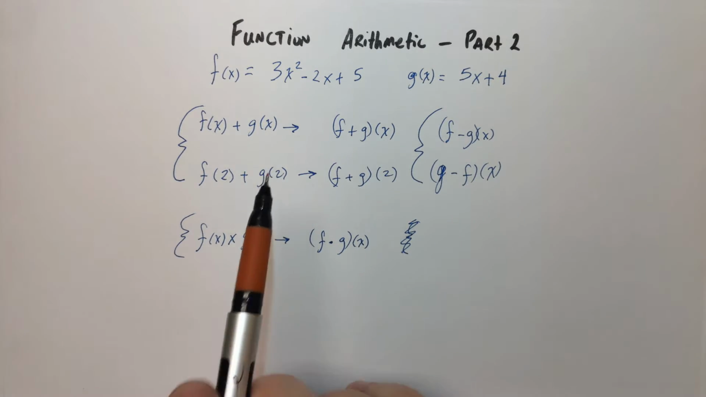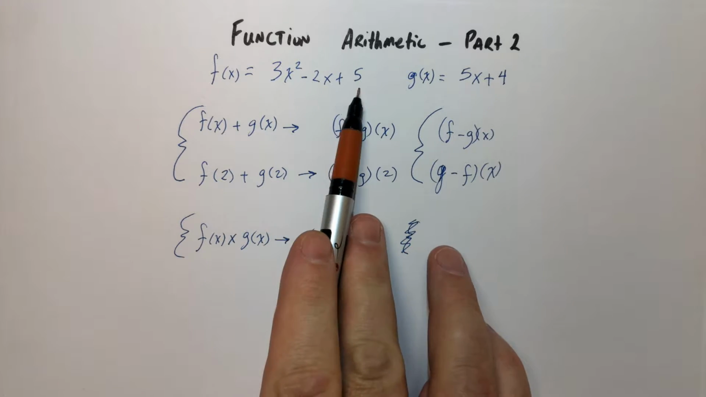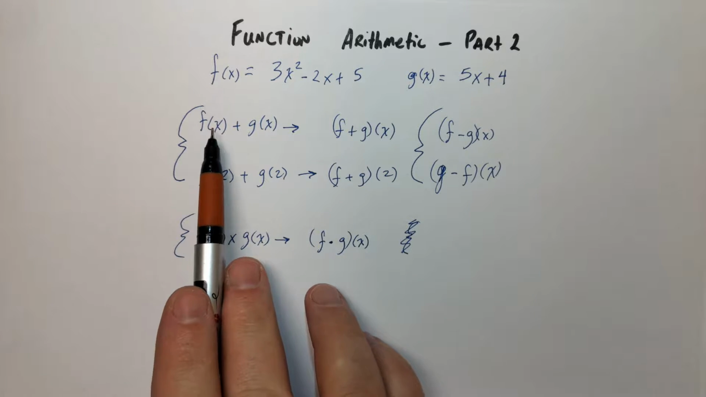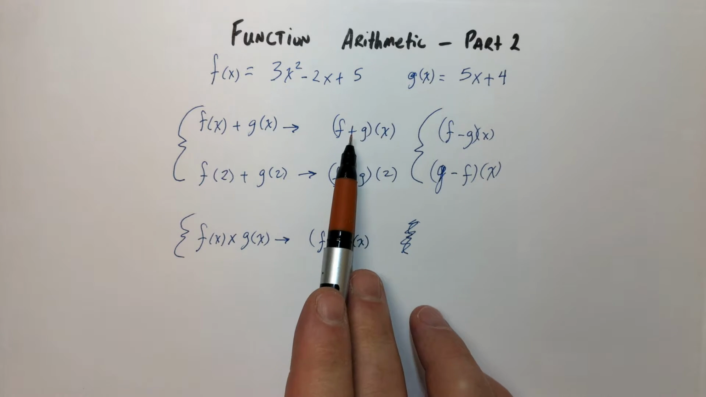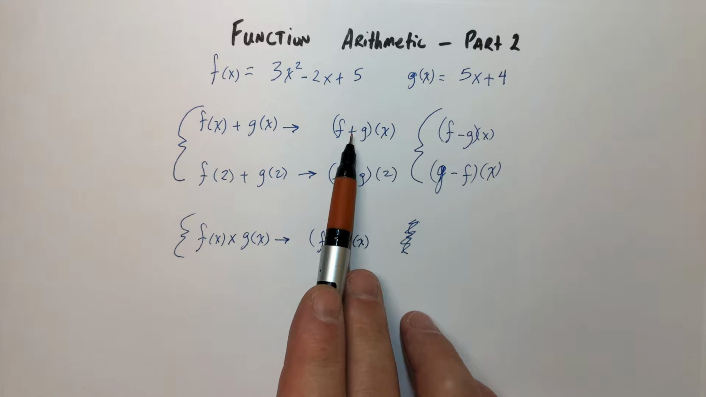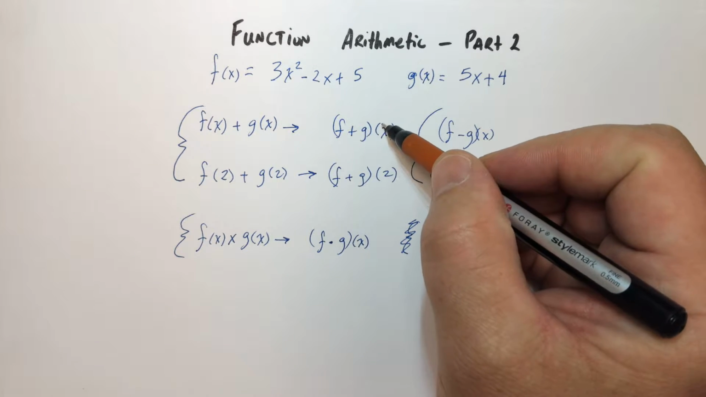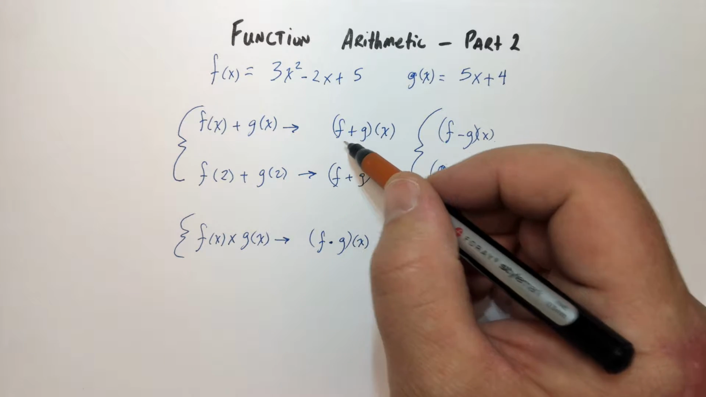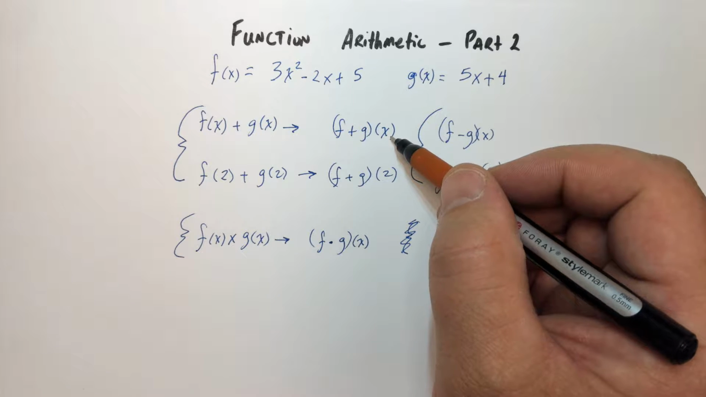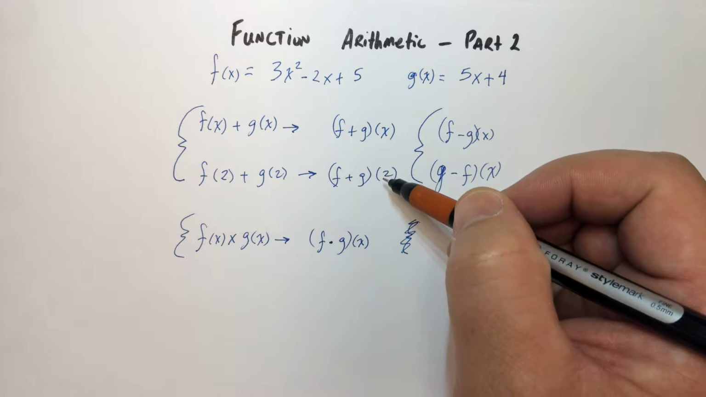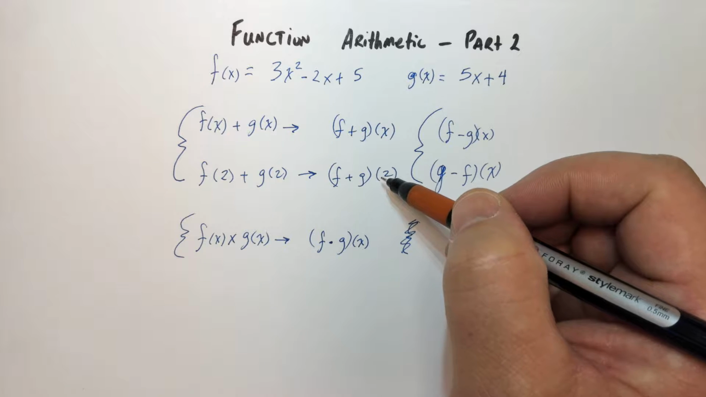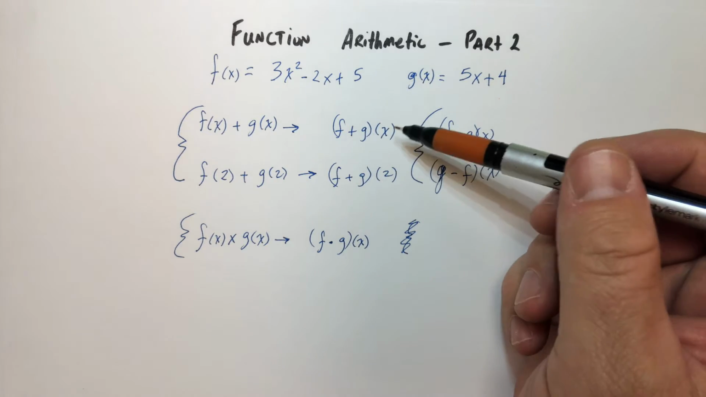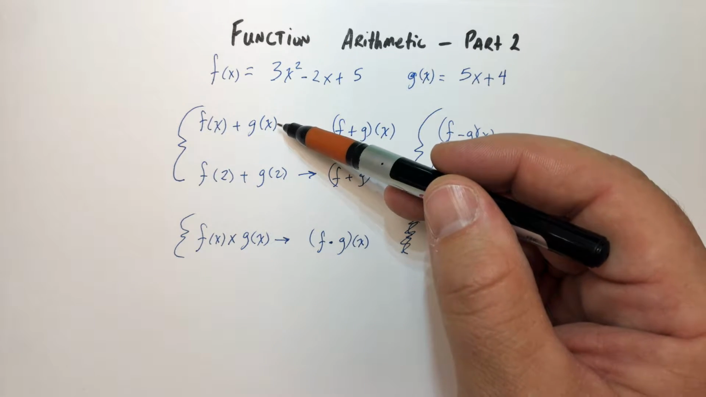Because, you know, this function right here is 3x squared minus 2x plus 5, right? And this one's 5x plus 4. A lot of times you could write adding the two functions like this, but this means the same thing. And here's what people always misunderstand. They think that this means distribute x to both of those, but that's not what this means at all. This just means add the function f and g when x is just equal to x. Whereas how this is different, it says to figure out what is f plus g when x equals 2. So this right here means the same thing as that.